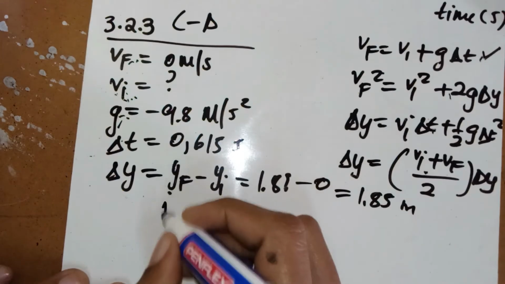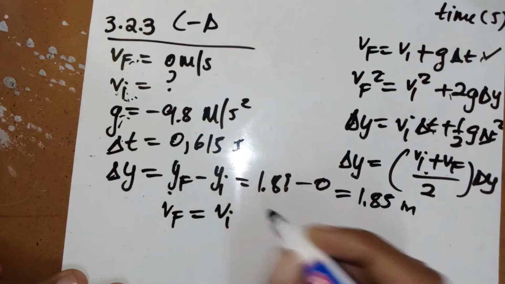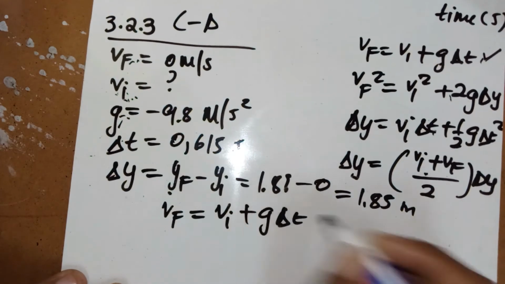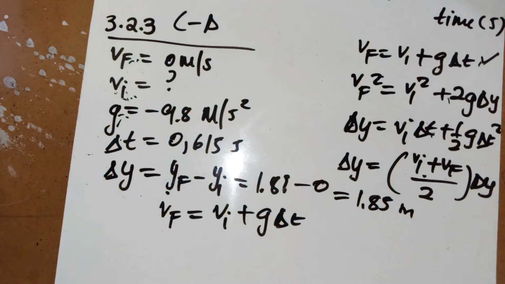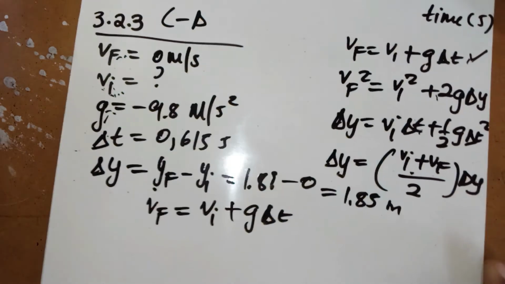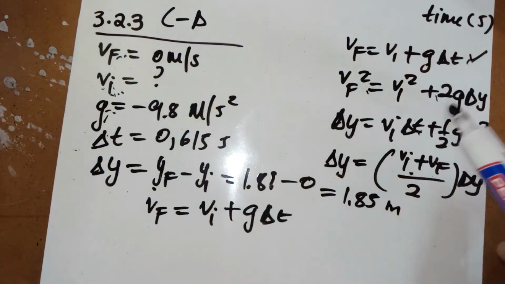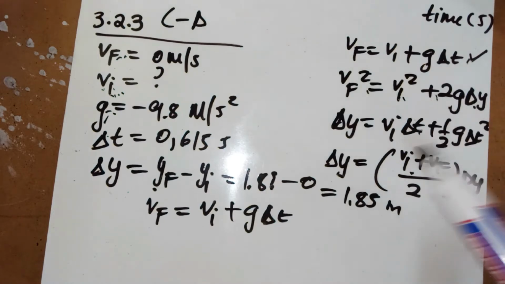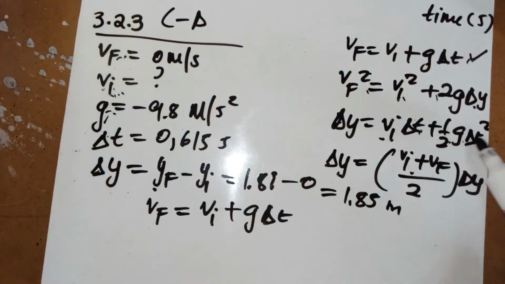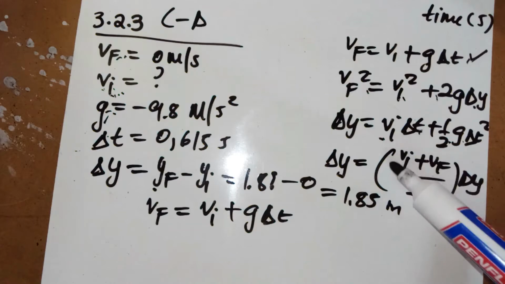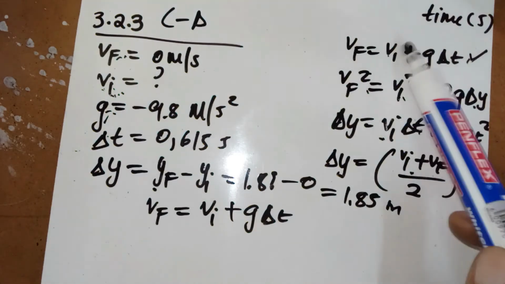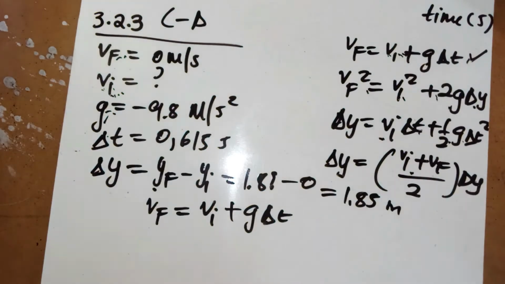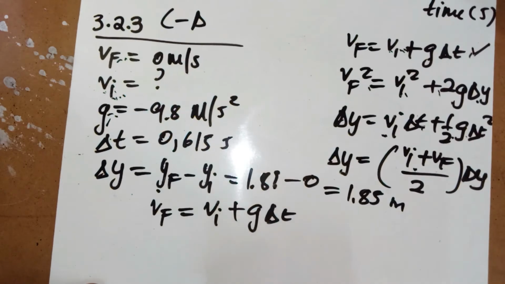So let us say VF equals VI plus G change in T. You can use any. You can use this one because you have G and the change in Y, and then you find this. You can also use this one. You have everything that you need. But if you look at it, it will be much easier to work with this equation. Hence, I chose it. Always finding easier ways to do things.